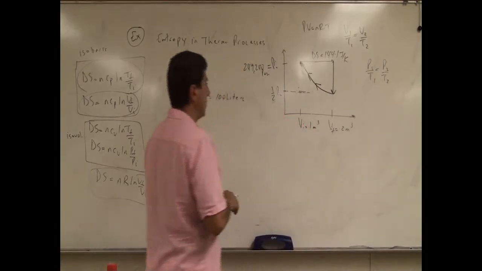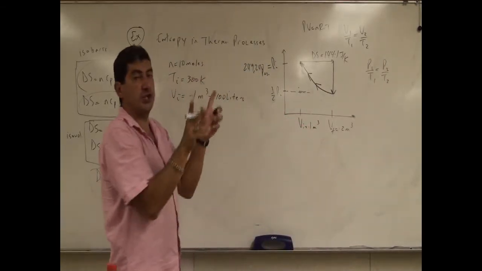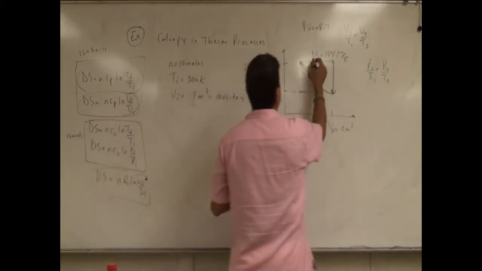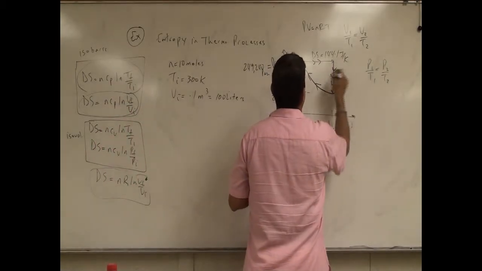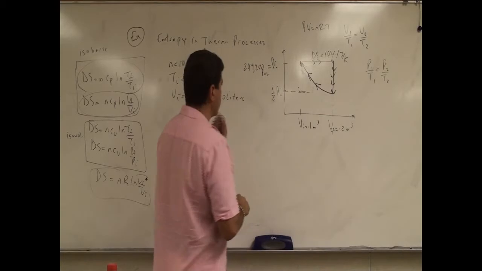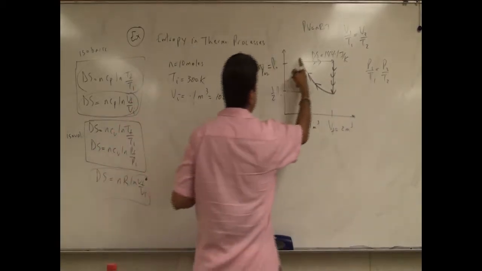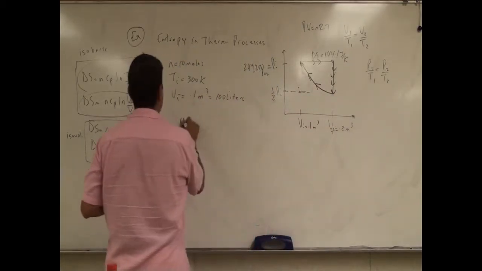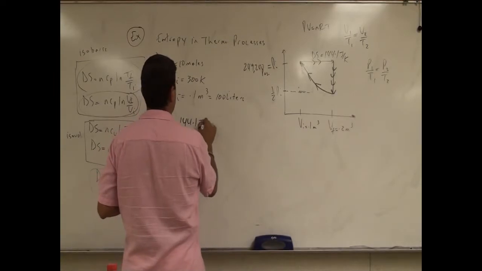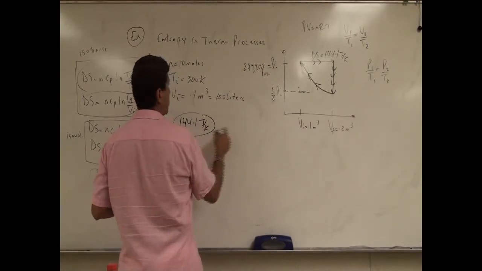Okay? So then what would the answer be? The total change in entropy of the gas. Okay? So let's make a whole cycle, this way, this way, this way. So then we already have the answer, 144.1 joule per Kelvin for the first stage.